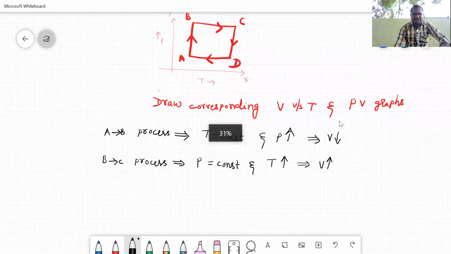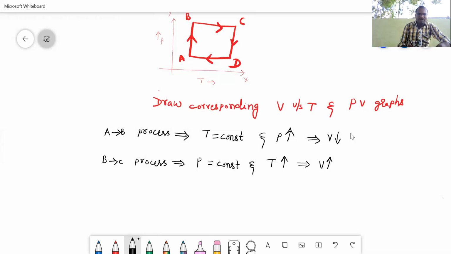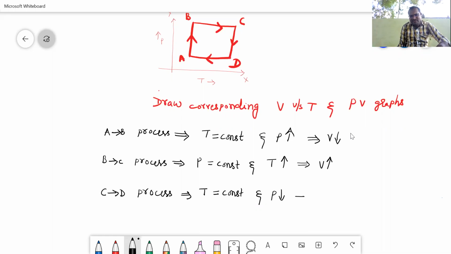Yeah, I'll minimize this. Now, see the process C to D. If you observe carefully, again it is a vertical line, which means temperature is constant again. Yes, temperature is constant. But what happened to the pressure now from C to D? Pressure is decreasing. When pressure is decreasing, what happens to the volume? Volume increases, definitely. Clear?